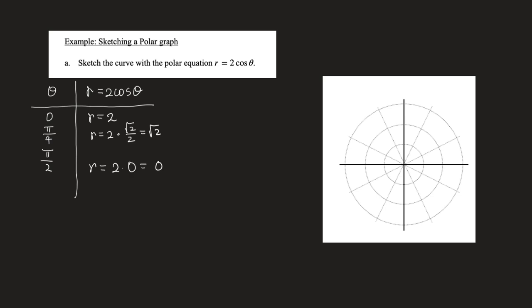That's the first quadrant, so I'm going to sketch it. Theta is 0, r is 2, that's going to be right here. Theta is pi over 4, r is square root 2, that's probably right between 1 and 2. Pi over 2 is the y-axis, r is 0 right here. So I sketched this part. Does it make sense? Now, second quadrant.